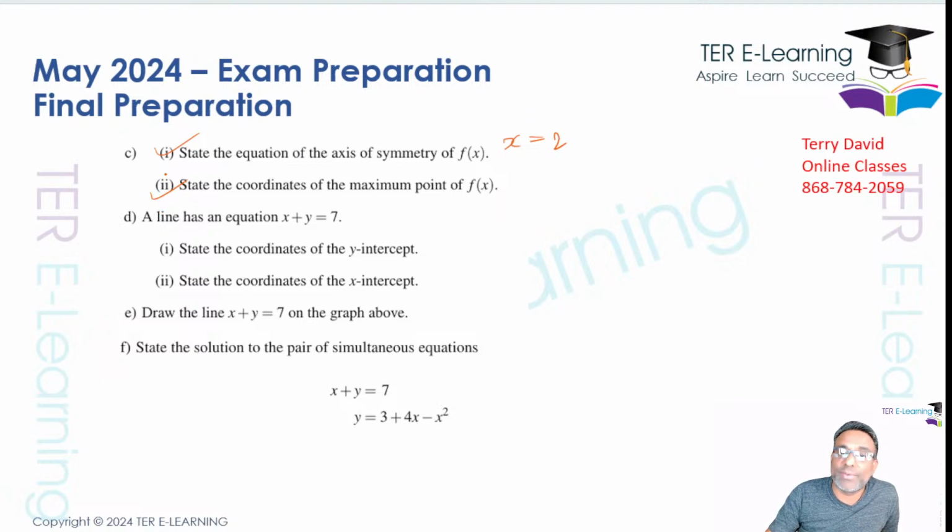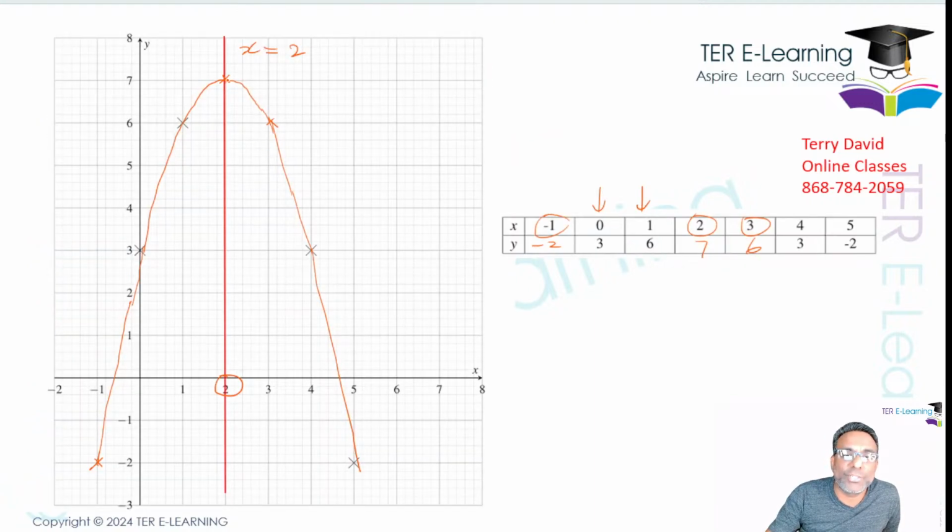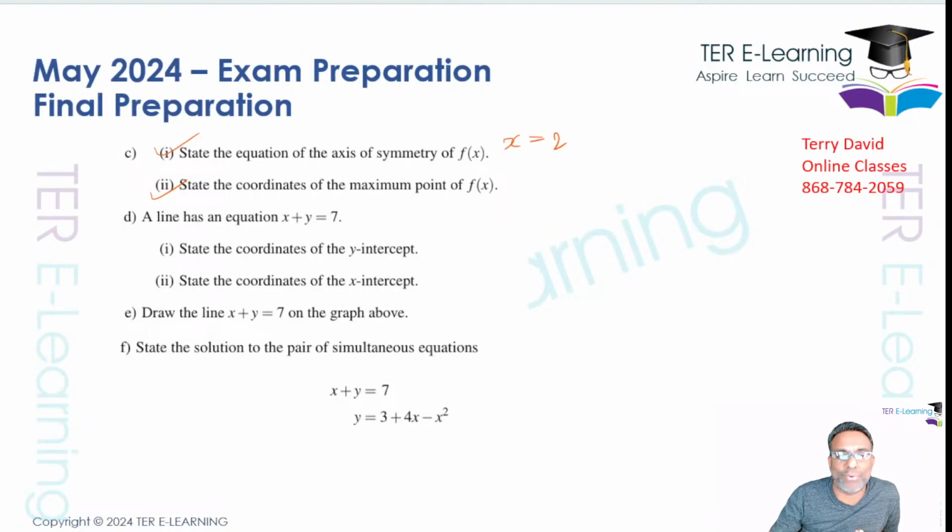State the coordinates of the maximum point. Go back to the graph. This is your maximum point here, the highest point on your graph, and that corresponds to 2, 7. So nothing fancy here. We're just going to write down the answer. So the maximum point is 2, 7.